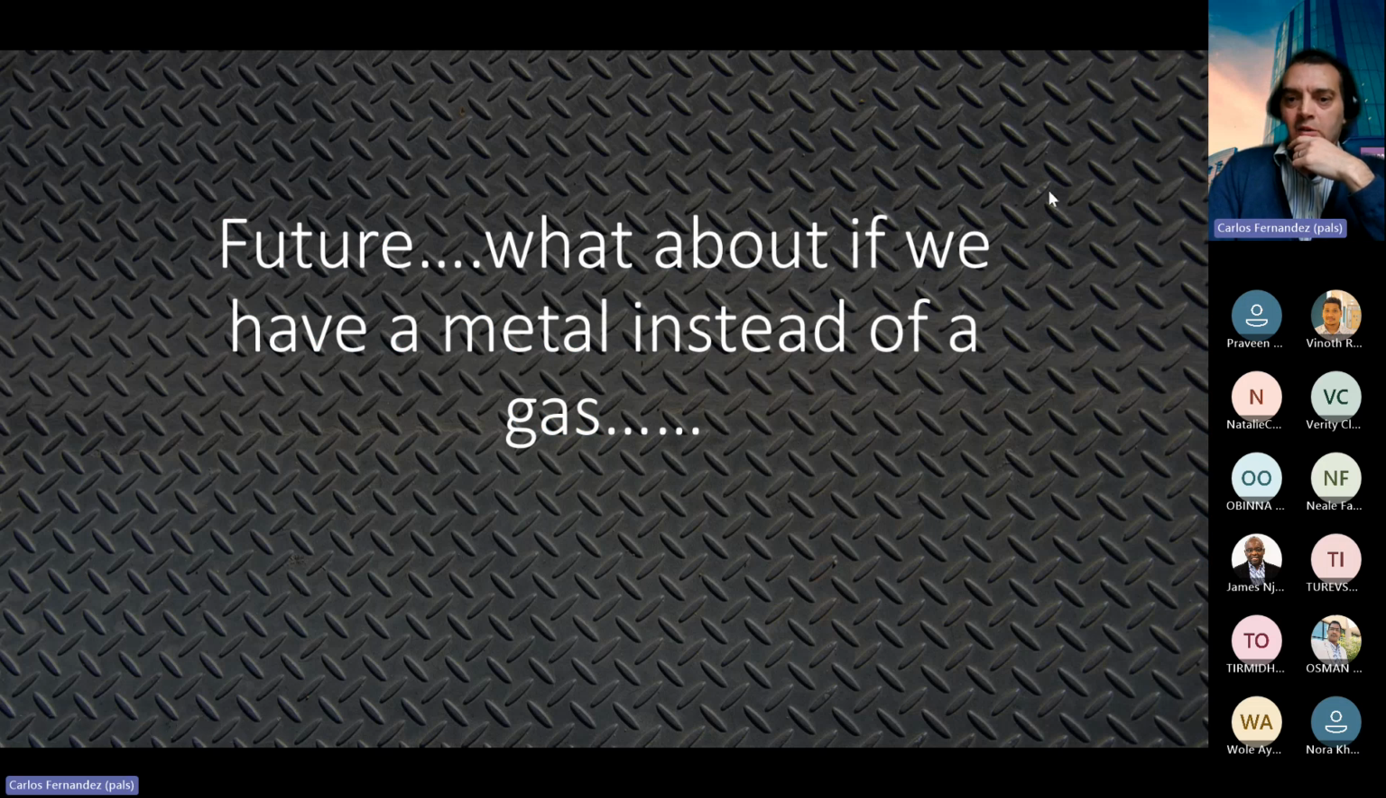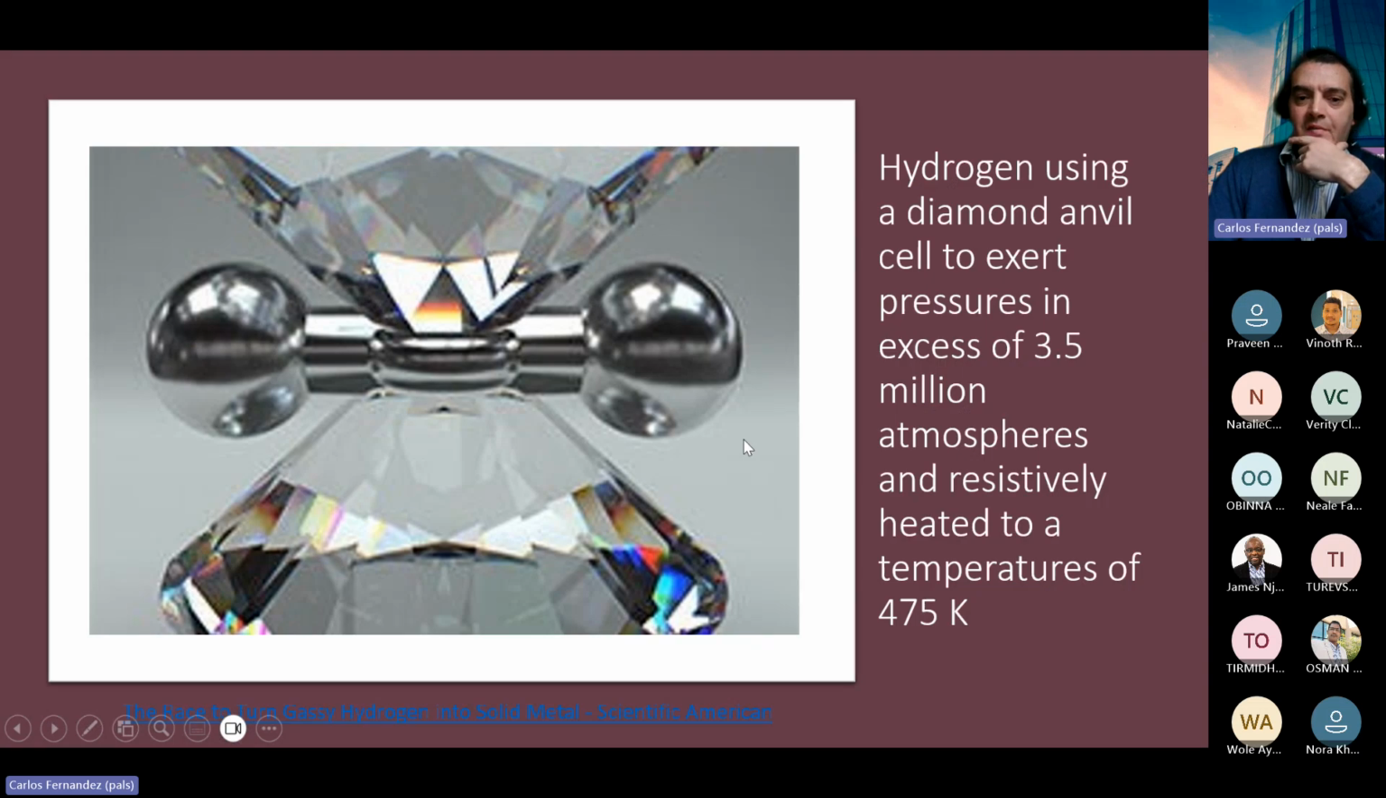But one of the very interesting things, I was looking at the news, is: what about if we have a metal instead of a gas? Imagine how much it would help us to carry hydrogen everywhere and to every household. This is not that far off. There is already an article, "The race to turn gassy hydrogen into solid metal." So this is something that is already done.